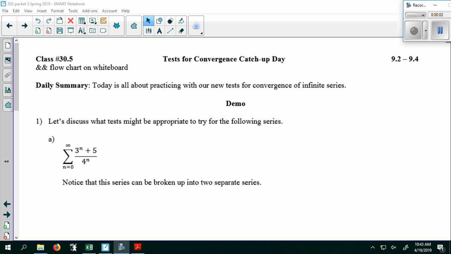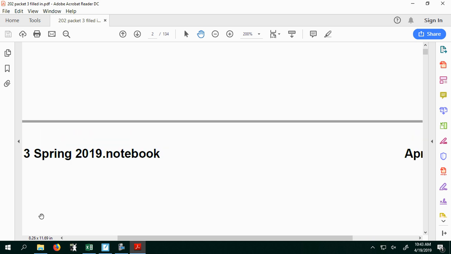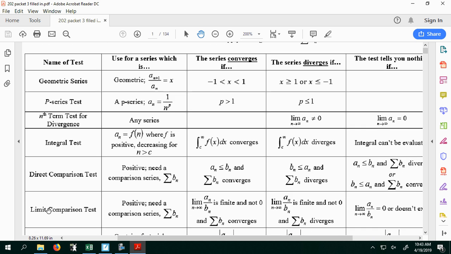Okay, so today is all about practicing with our new tests for convergence of infinite series. We have a whole chart with the tests on it. This is the first page of your packet. Let's scroll up a little bit. The first page of your packet has a list of the tests, use it when, how you know the series converges or diverges, and when it tells you nothing. So it's a summary of all the tests here.